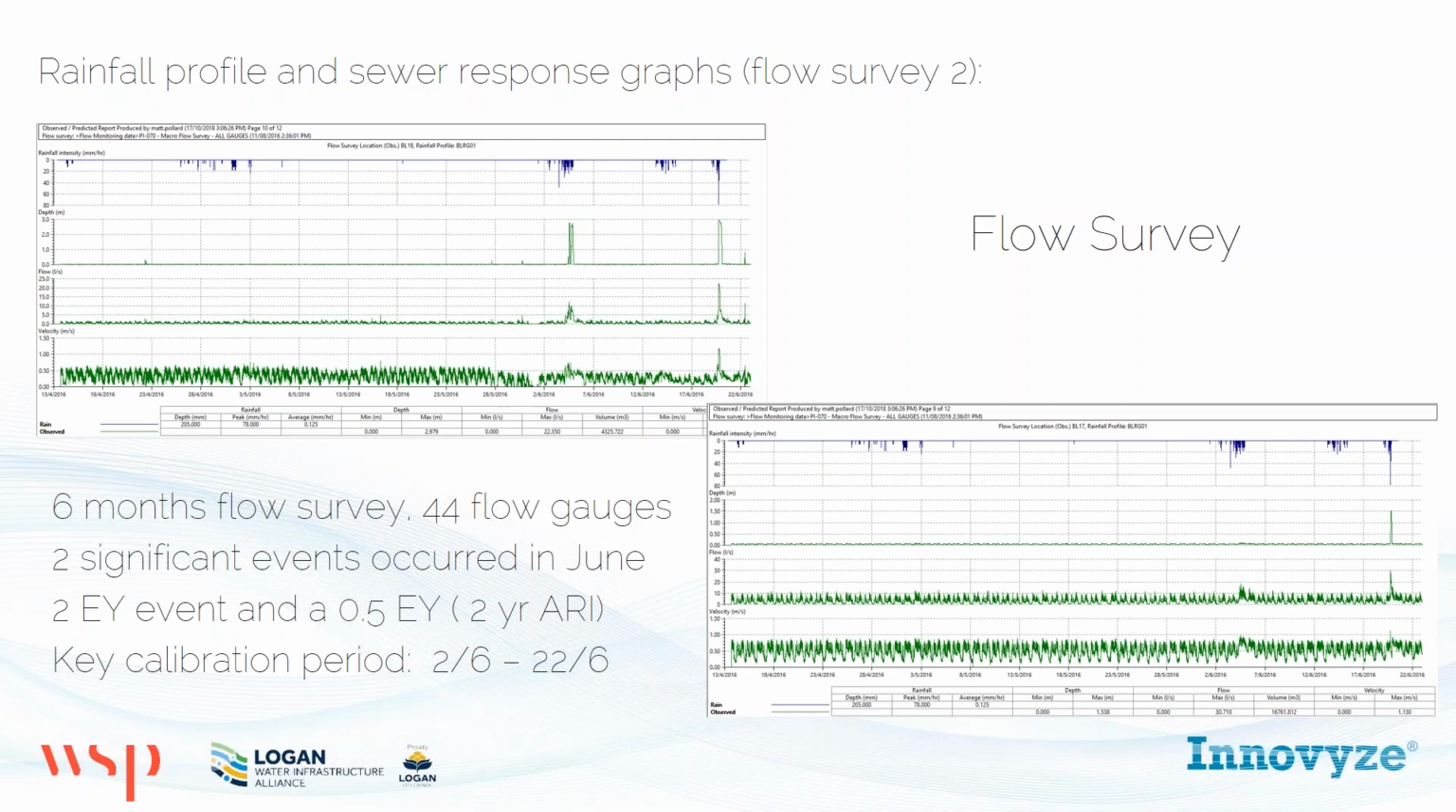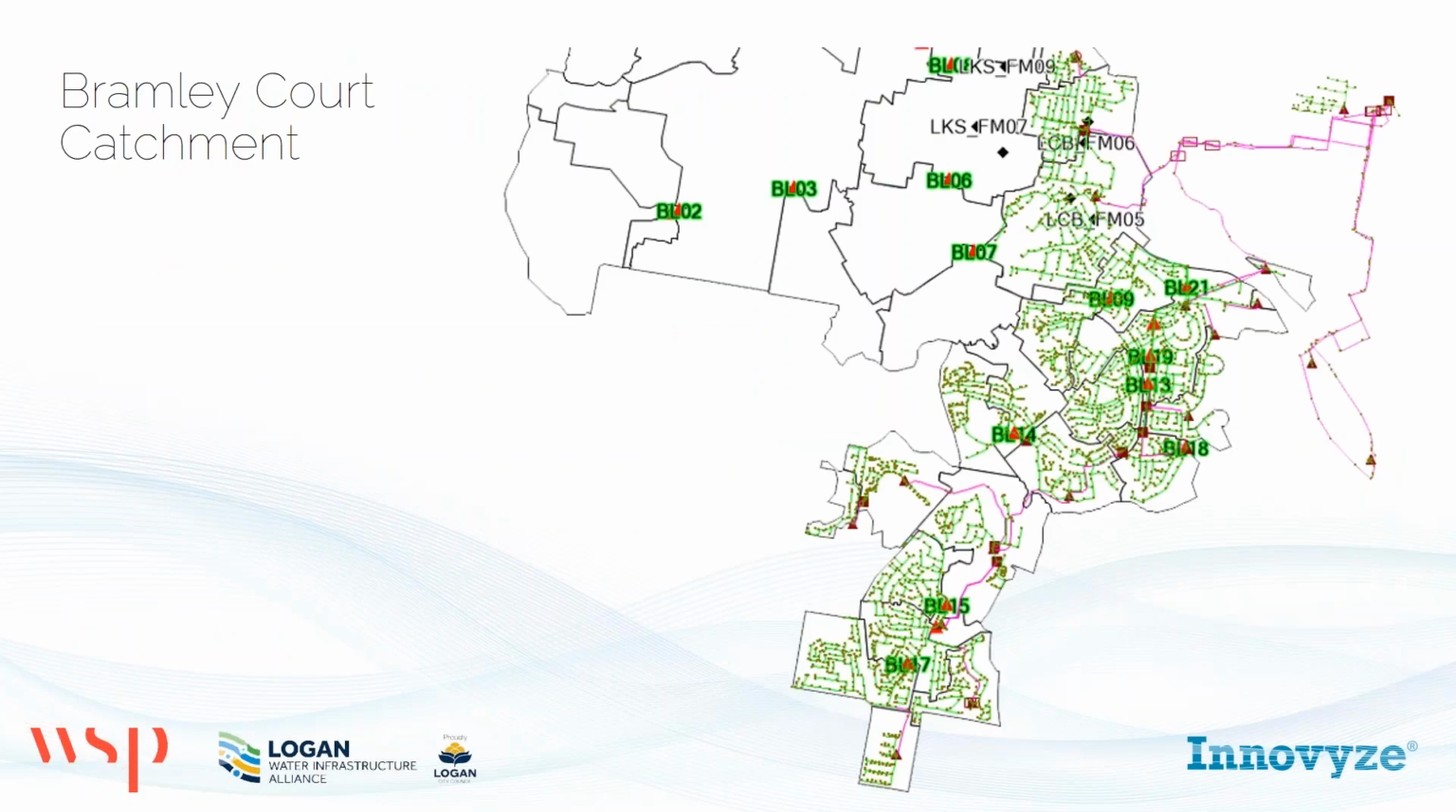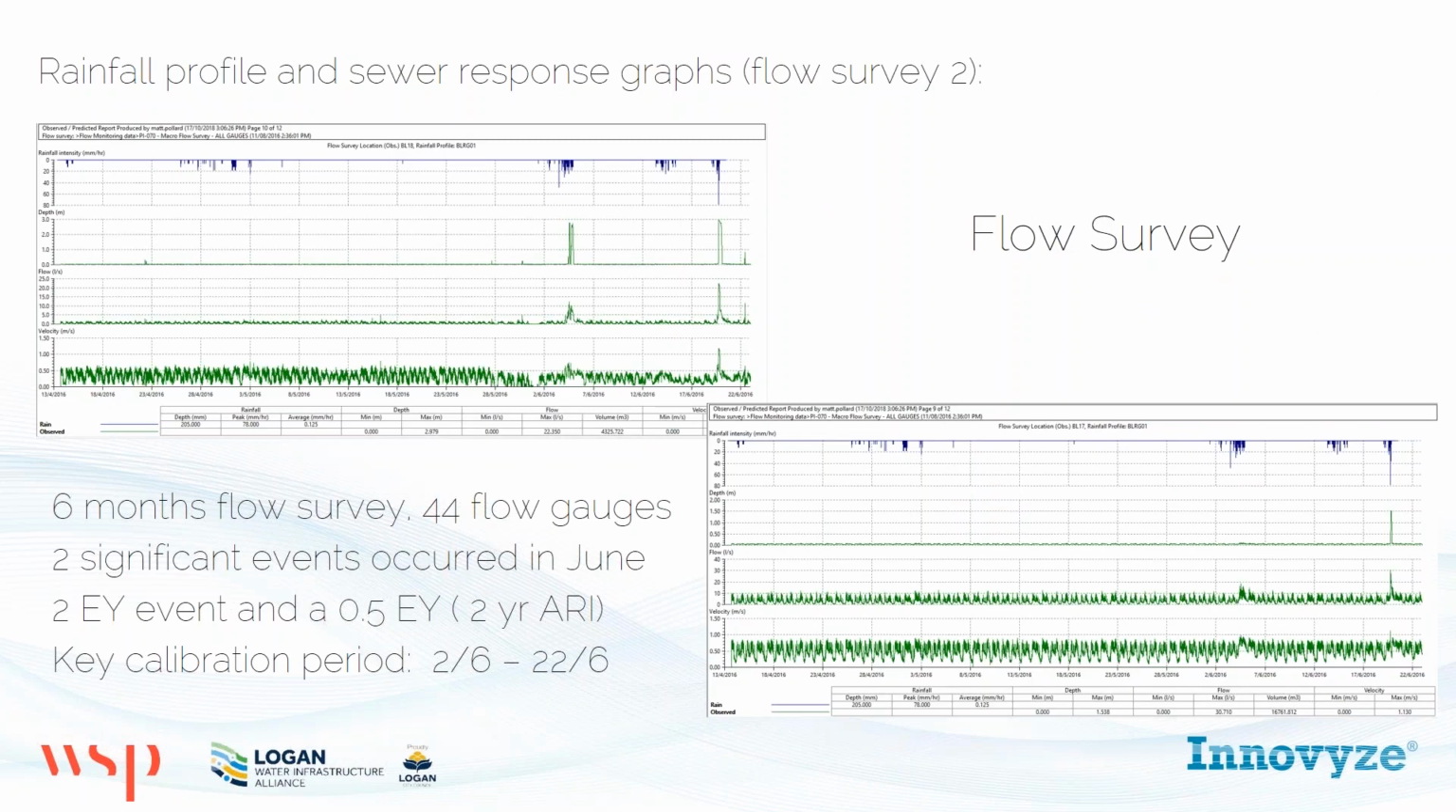I should have mentioned, for the remainder of this, we'll just be focusing on one of the catchments I alluded to earlier. So you see on that screen there. The other catchments were calibrated to the first flow monitoring period. This one probably had more interesting rainfall response in the sewer, so there's some good things to talk about.